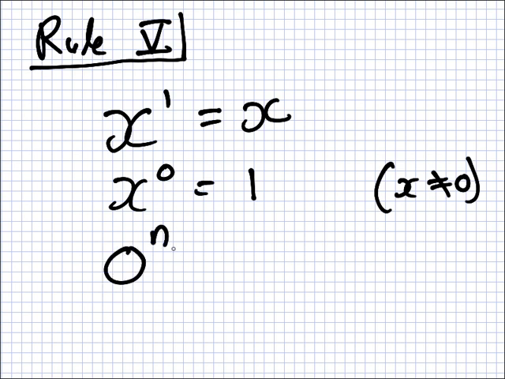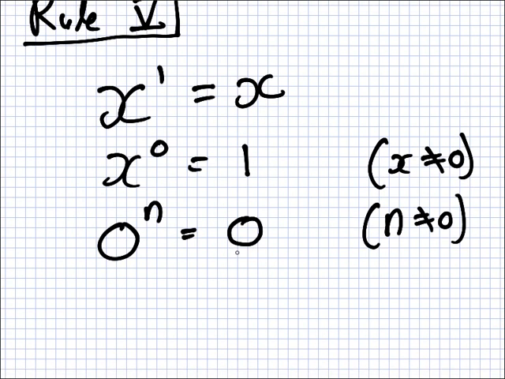0 power n, what does this equal? 0. And then the last one, 0 power 0 equals... undefined.